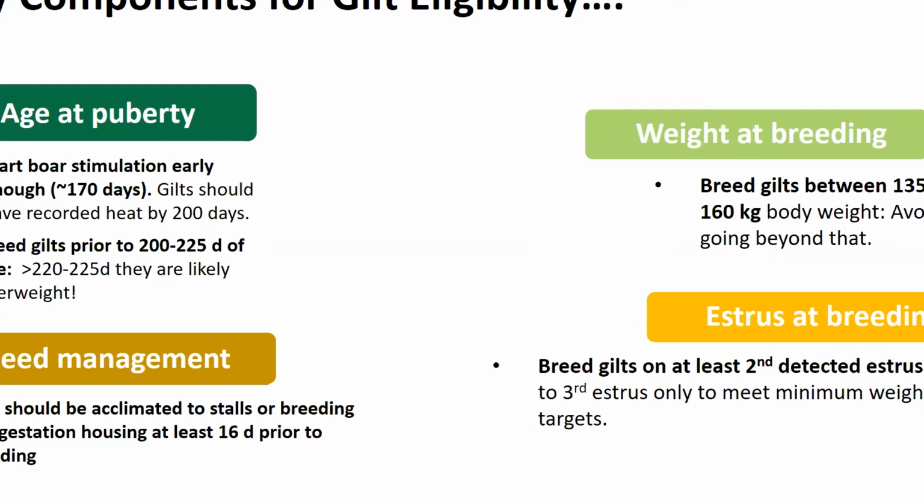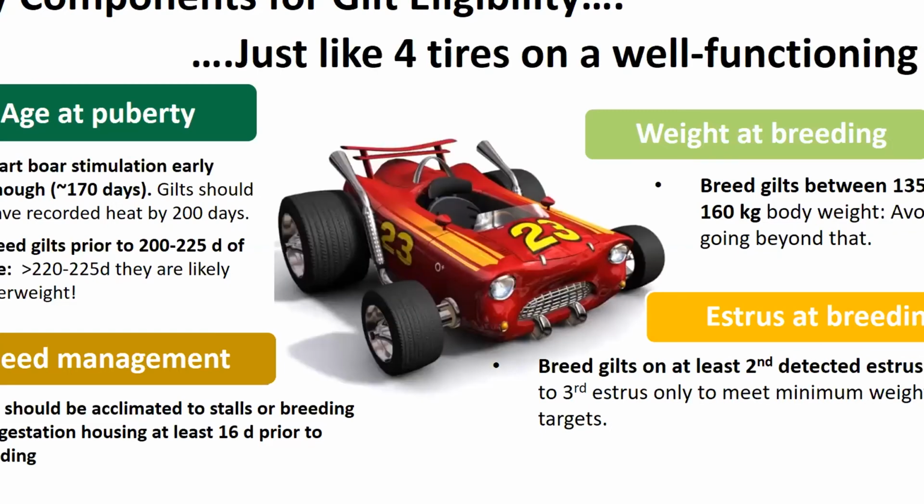This slide shows some of the key components for gilt eligibility that we're just talking about. We talked about age at puberty, weight at breeding, gilts to be bred between 135 to 160 kilograms, all gilts bred at second estrus, and again, feed management is really important. What I want you to remember is that each of these is equally important. If you think of 4 tires on a well-functioning car, each of these tires is needed for the best functioning of this car.